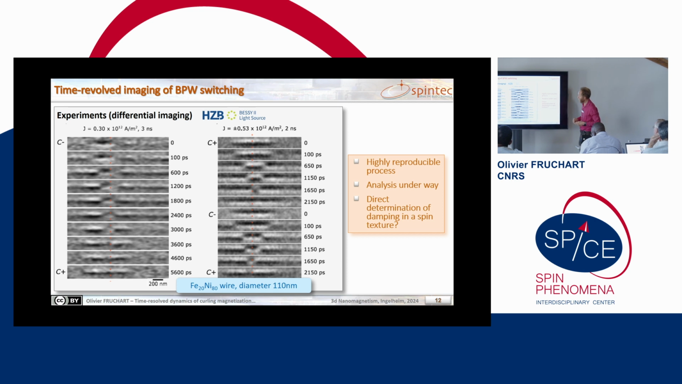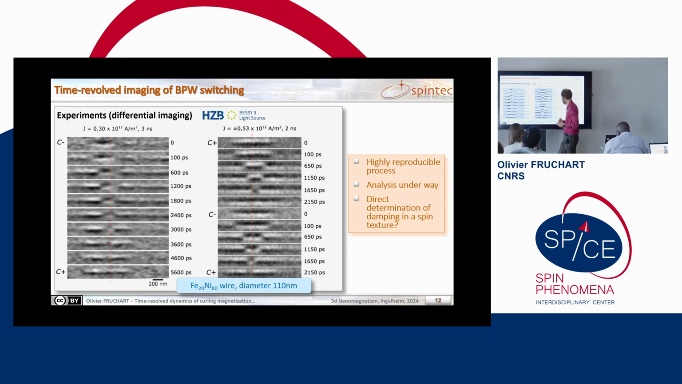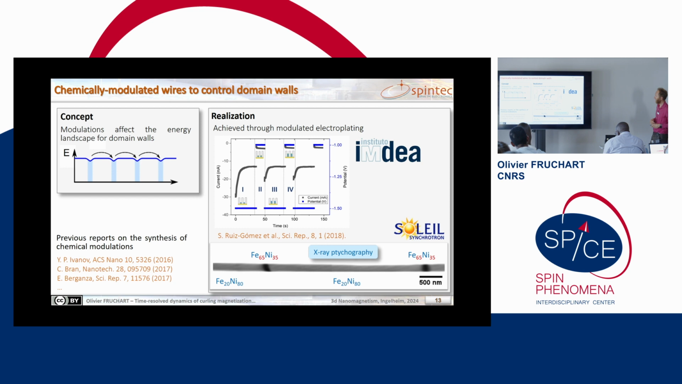So these are the snapshots. So you can really derive, for instance, the width versus time. And our hope is that we can have a direct determination of damping in a complex spin texture, okay, which is a really fundamental physical question.